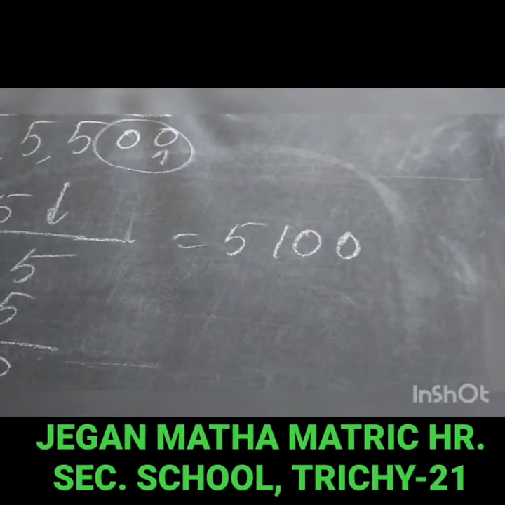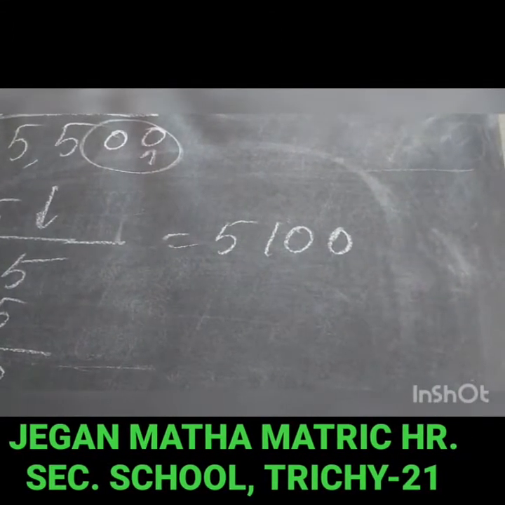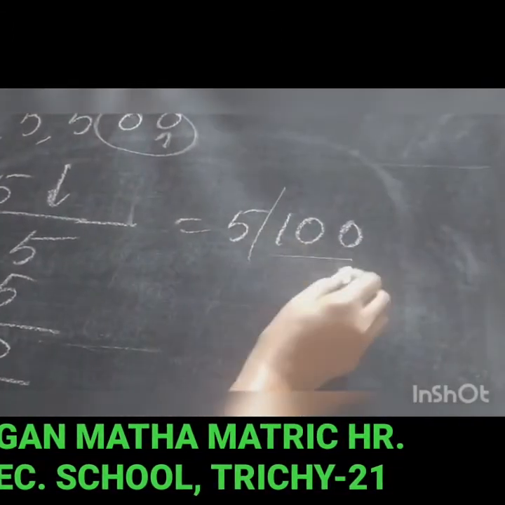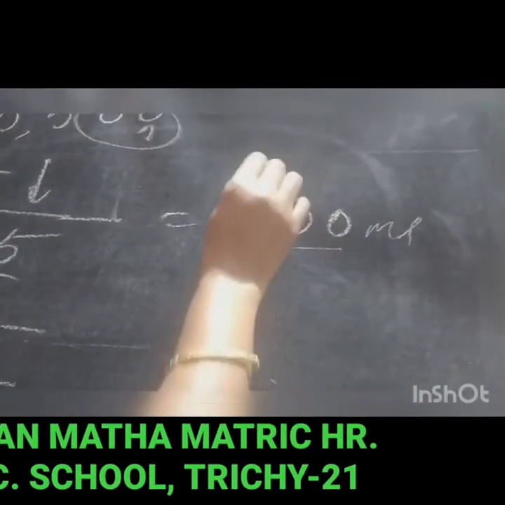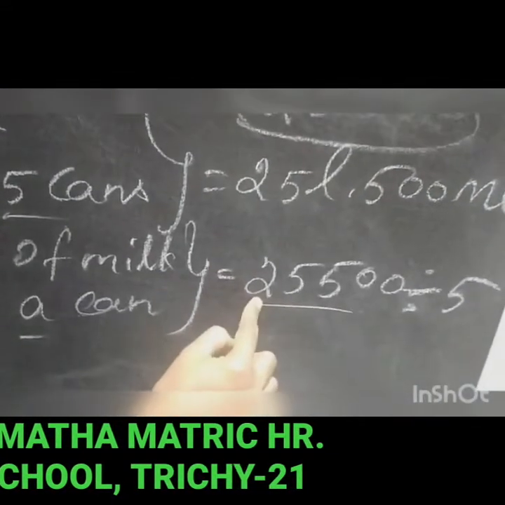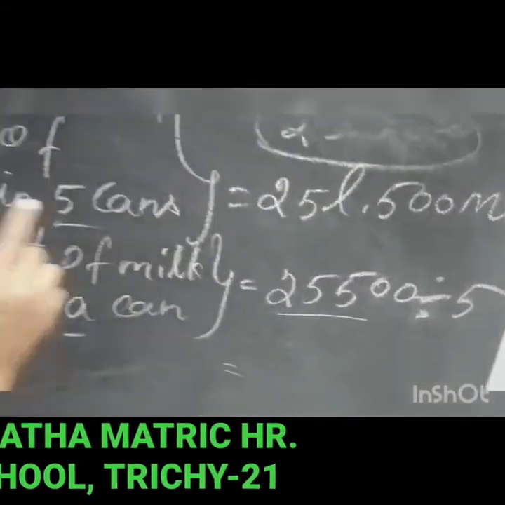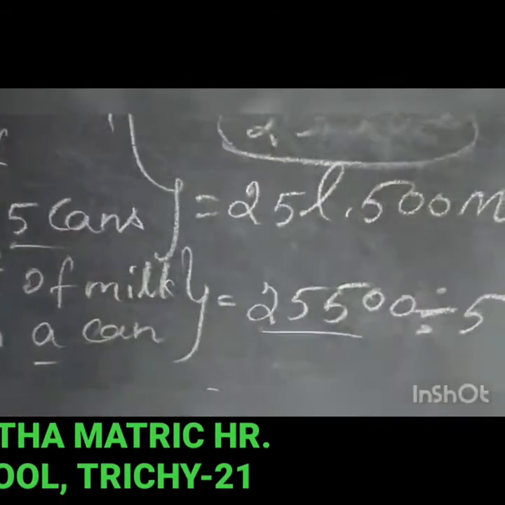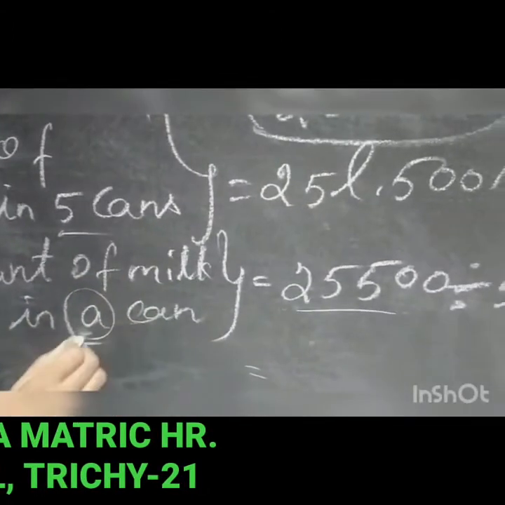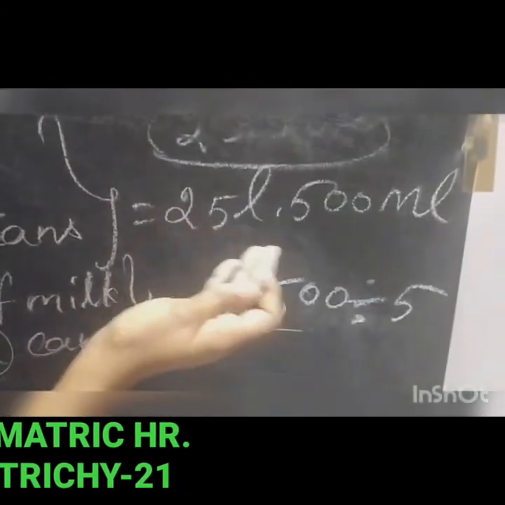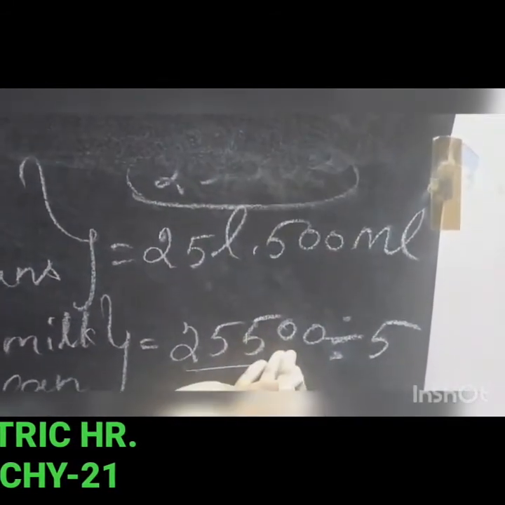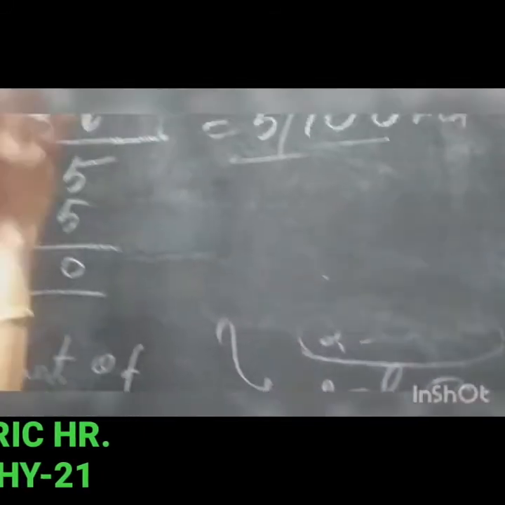So you have to split this number into liter and milliliter. Ones, tens, hundreds: this 100 is milliliter, this 5 is liter. So in this sum, the amount of milk in 5 cans is given, 25 liter 500 milliliter. You have to find out the amount of milk in 1 can. Here it means 1, so you have to divide the given number. Before division you have to convert. So you join this, 25,500 divided by 5. As usual, division only.